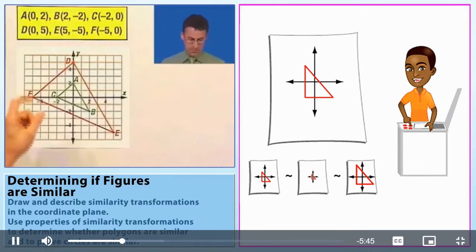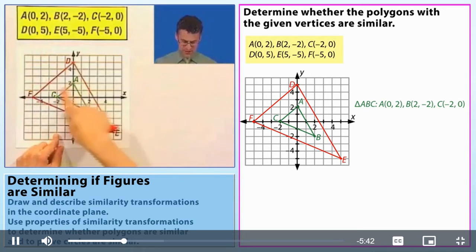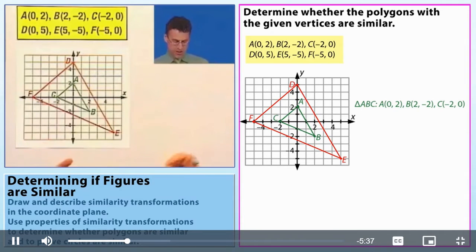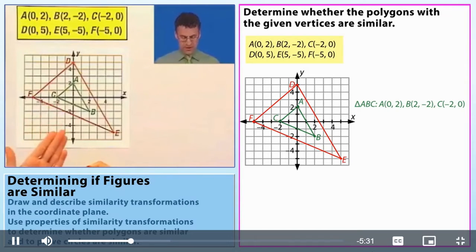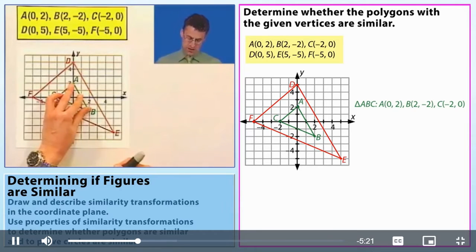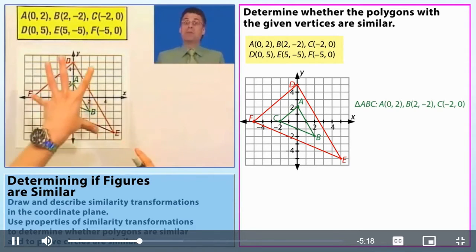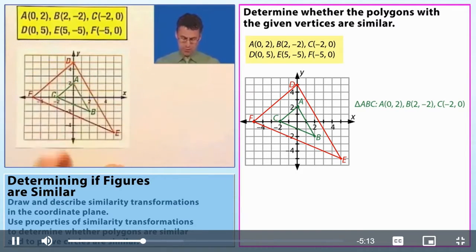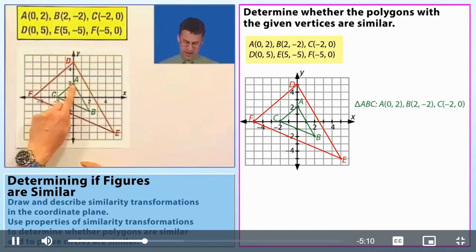So, for example, look at triangle ABC, that's the green triangle here, and look at triangle DEF. The question is, are they similar? The answer is they are, and we can prove that if we can find a dilation map that will take one to the other. In this case, it's not too hard to see what I need to do. I need to take this green triangle and blow it up so that this A point of 2 is going to equal the D point of 5, which means I have to multiply by 2.5.